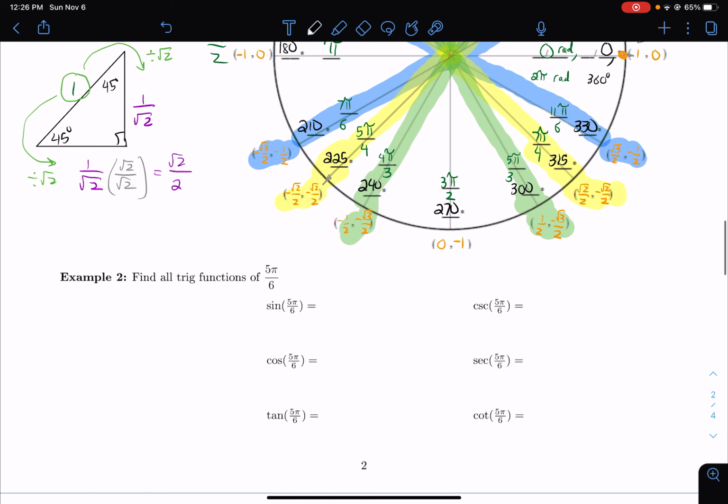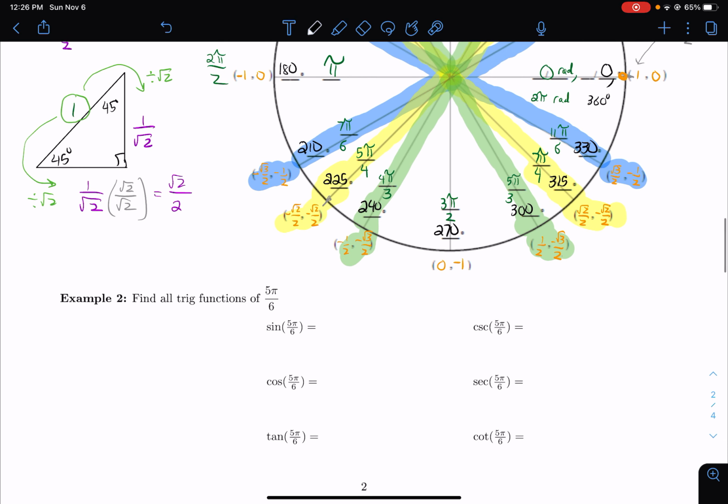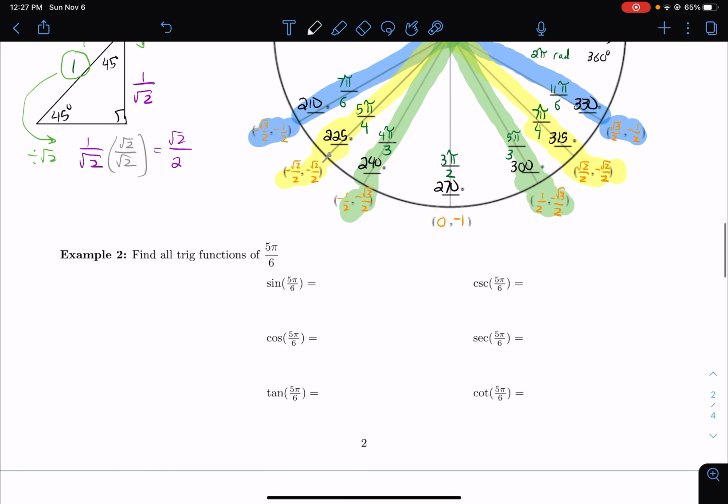How do we use this unit circle? In this first example, I want to find all trig functions of the angle 5π/6. I first want to show you how I could do this if I didn't remember my unit circle or my coordinates. Okay, so I'm going to draw my axes.